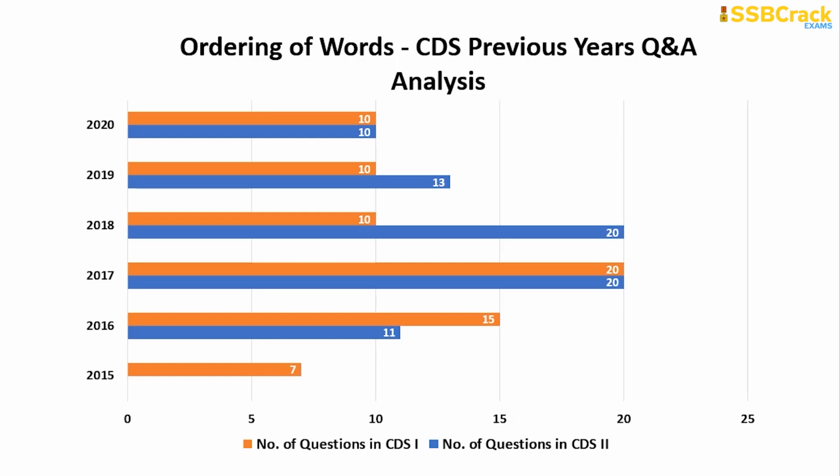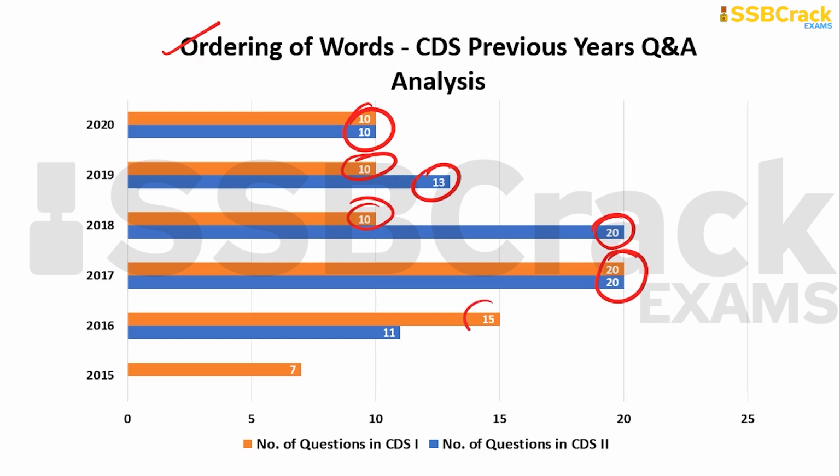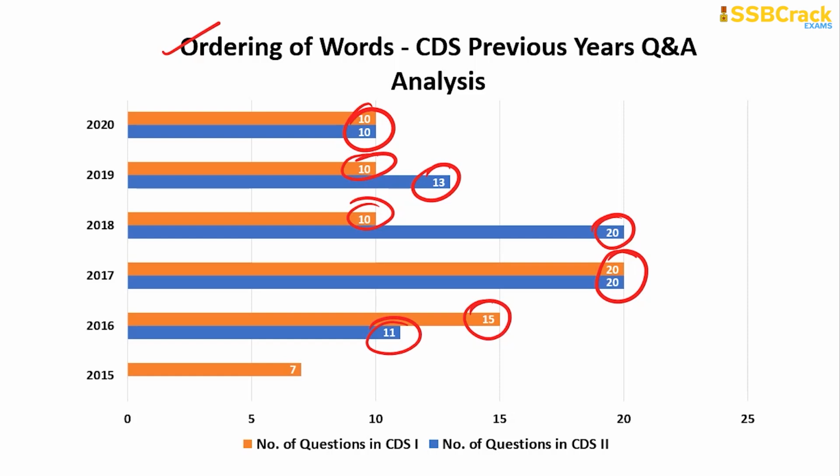So for ordering of words, you can see 10 questions have come in both series 1 and 2 2020 and also in series 1 2019. 10 questions also came in series 1 2018. 13 questions came in series 2 2019 and 20 questions in series 2 2018, both series 1 and 2 2017. 15 questions came in series 1 2016, 11 in series 2 2016 and 7 questions only in series 1 2015. So from ordering of words, you can expect around 7 to a maximum of 20 questions.